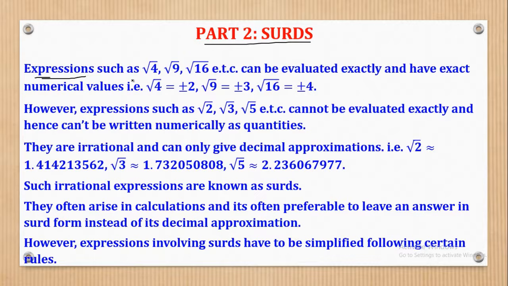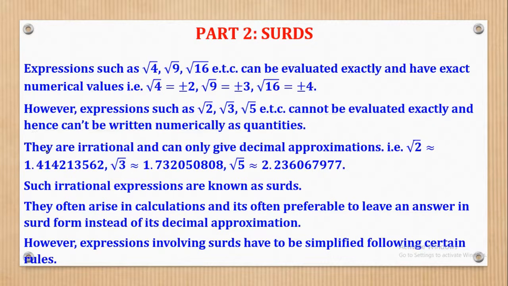Expressions such as square root of 4, square root of 9, square root of 16, etc. can be evaluated exactly and have exact numerical values. For example, square root of 4 is the same as plus or minus 2, square root of 9 is the same as plus or minus 3, square root of 16 is the same as plus or minus 4, and so on. However, expressions such as square root of 2, square root of 3, square root of 5, etc. cannot be evaluated exactly and hence cannot be written numerically as quantities.